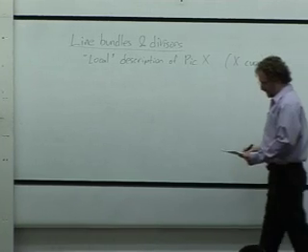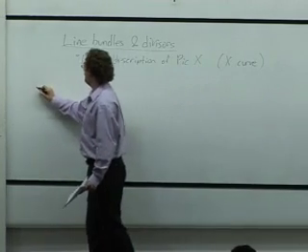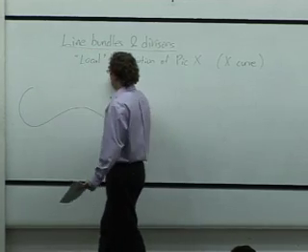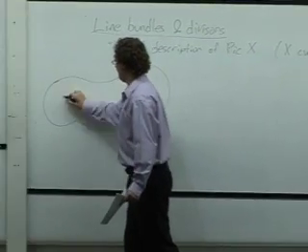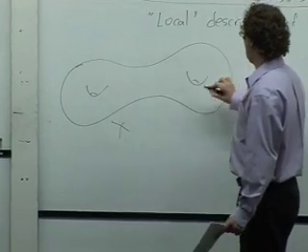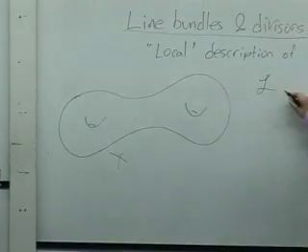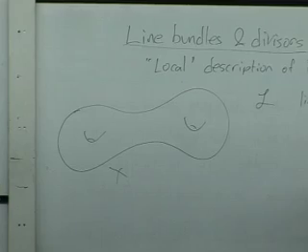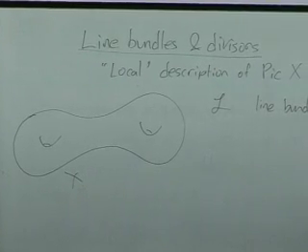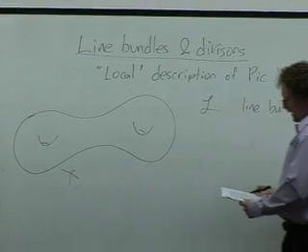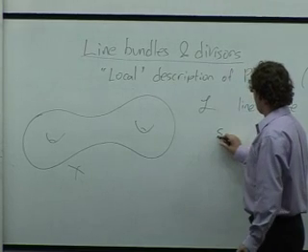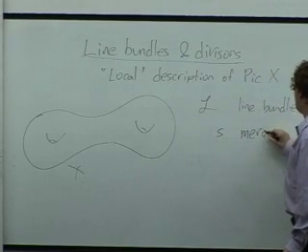So what's this local picture? So suppose here's my x, and I give you a line bundle L. The way I want to describe a line bundle is by finding S, a meromorphic section.